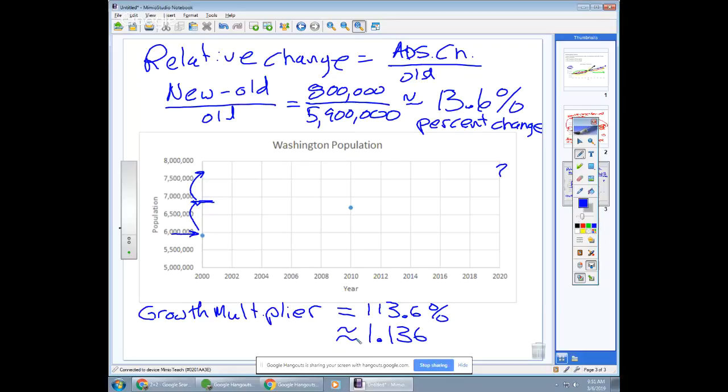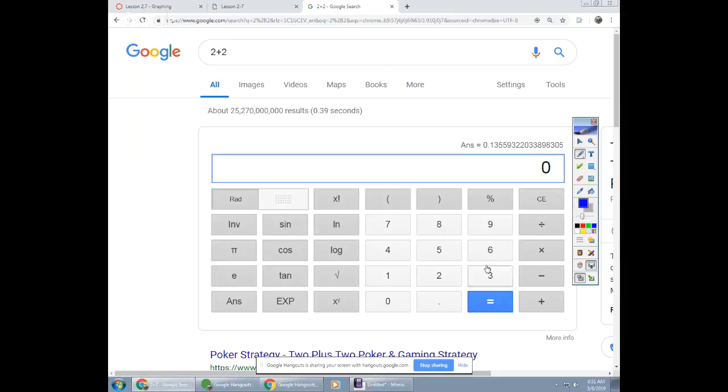So let's just test that out and see if it works. Back to my calculator. So if I take my initial population, which was 5,900,000, and I multiply it by my growth multiplier, which was 113.6%, or 1.136, I should get about 6,700,000. Right? That's the prediction. We're predicting it will grow by that much. The 1 means start at 100%. And so I get 6,700,000.